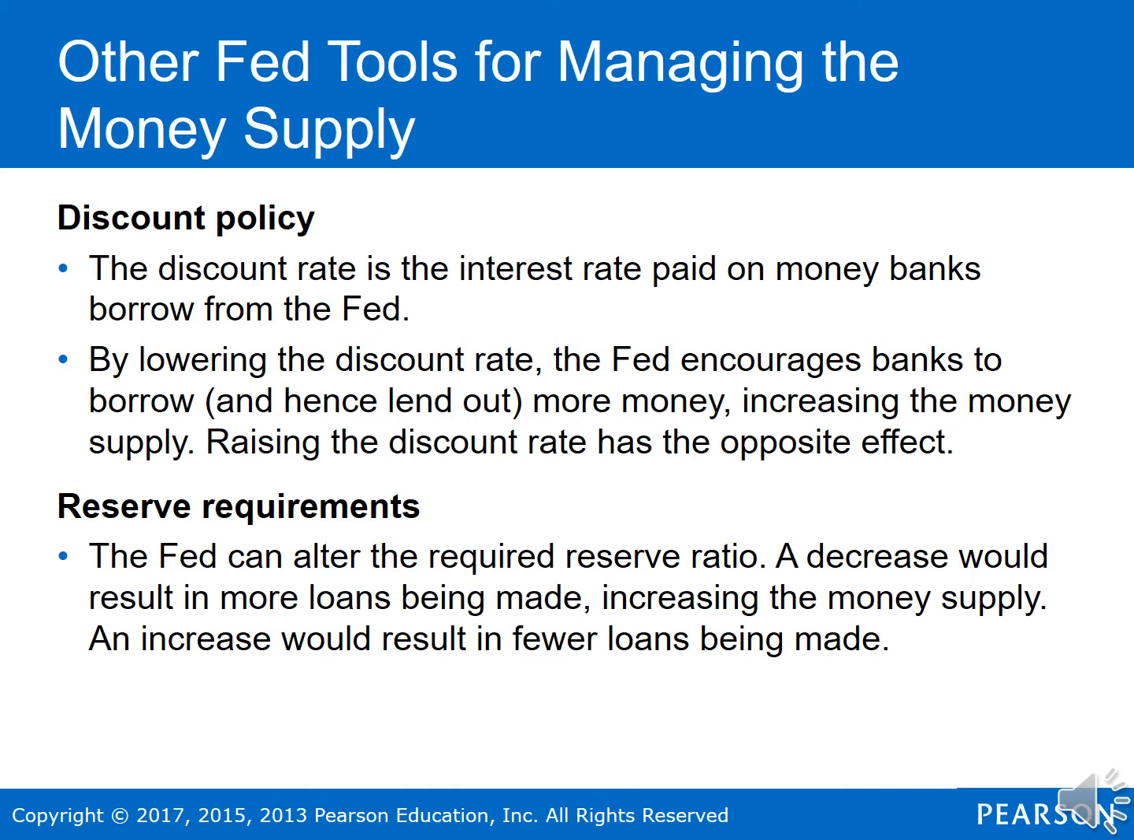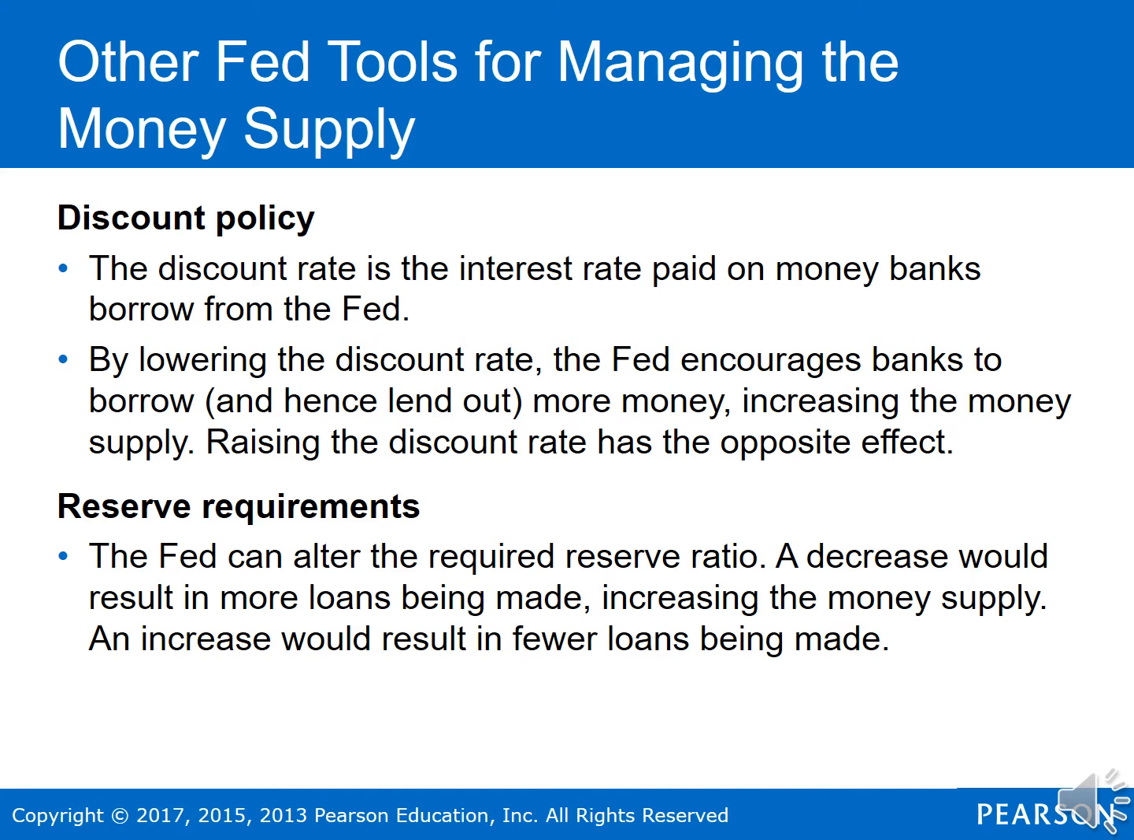And the final tool of the Federal Reserve is reserve requirements. So the Fed can alter the reserve requirement ratio. Instead of 10%, they could say it's only 8%, or they could say it's 12%. A decrease, so for instance from 10% to 8%, would result in more loans being made because banks have to keep less money on hand. So that's going to increase the money supply.